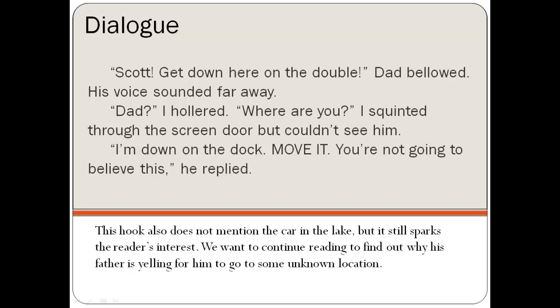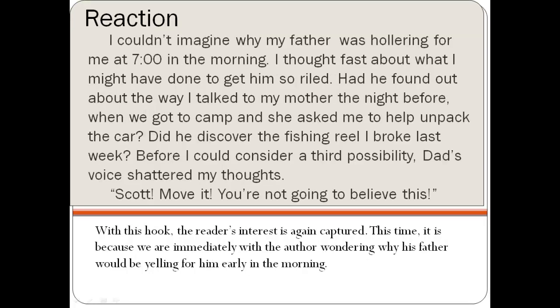This hook also doesn't mention the car in the lake, but it still sparks the reader's interest. We want to continue reading to find out why his father is yelling at him to go to some unknown location, and we want to know what he's not going to believe. And here's the same beginning with reaction this time.